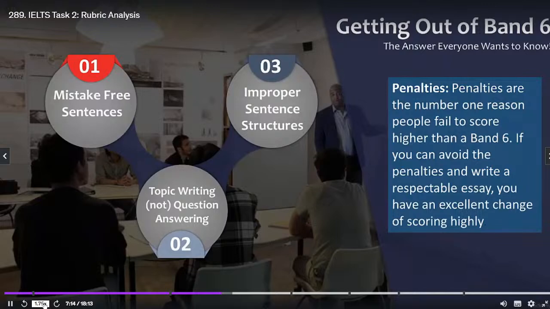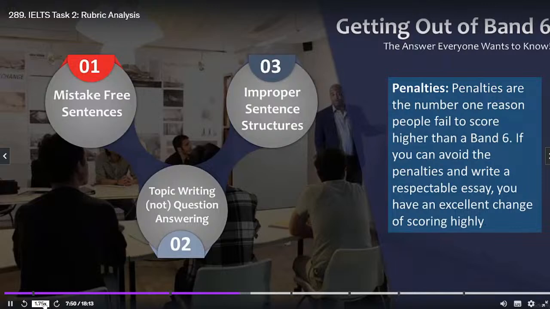It destroys the coherence and cohesion, vocabulary, and grammar. So if you can write mistake-free sentences, you're going to help yourself achieve the mark that you want. Next, do not make the mistake of topic writing. You want to be able to do question answering. And that's really important to understand. Don't write the topic, right? Most students are topic writing and not question answering.